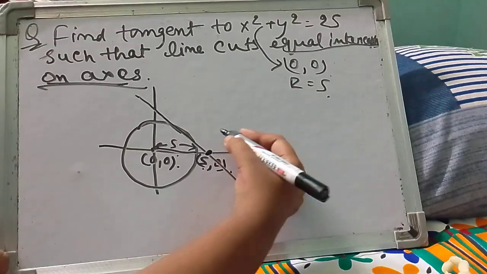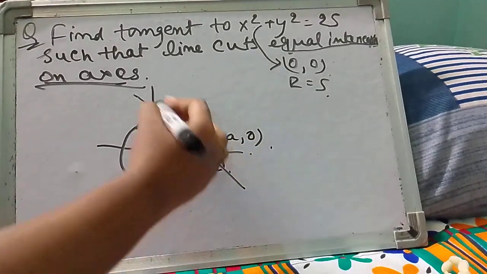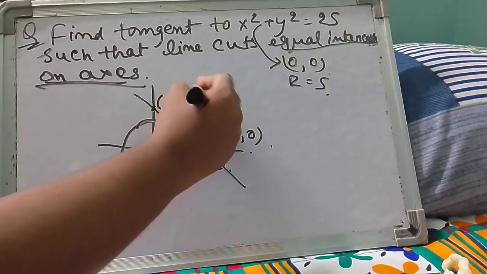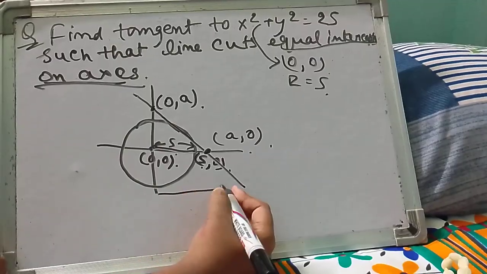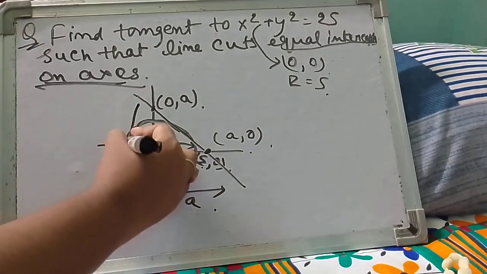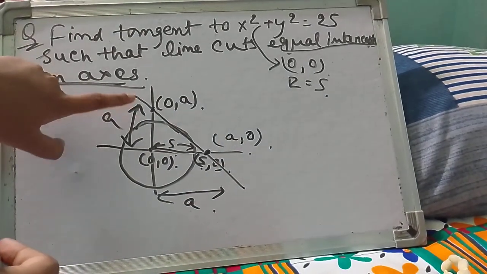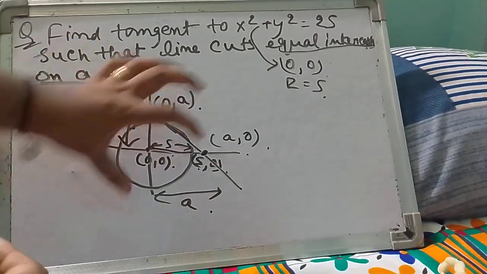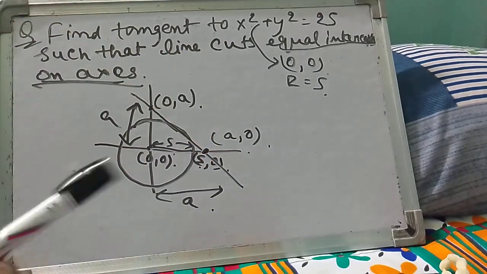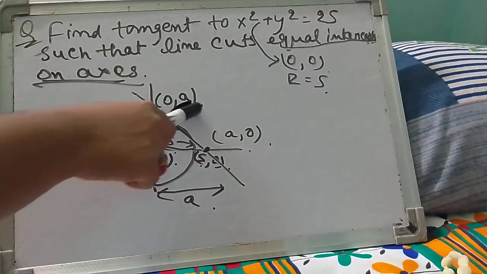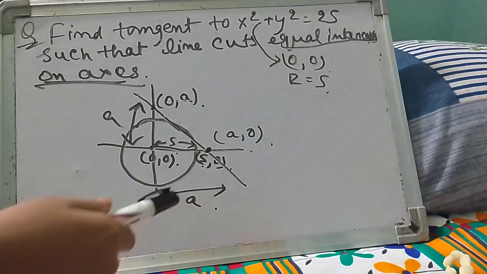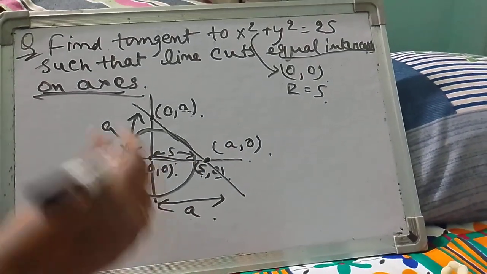If this point is a, 0, this point will become 0, a. Means it will cut equal intercept. If this is a, this is also equals to a. So both portions are a, so this point becomes 0 comma a and this point becomes a comma 0. So let's solve it now.